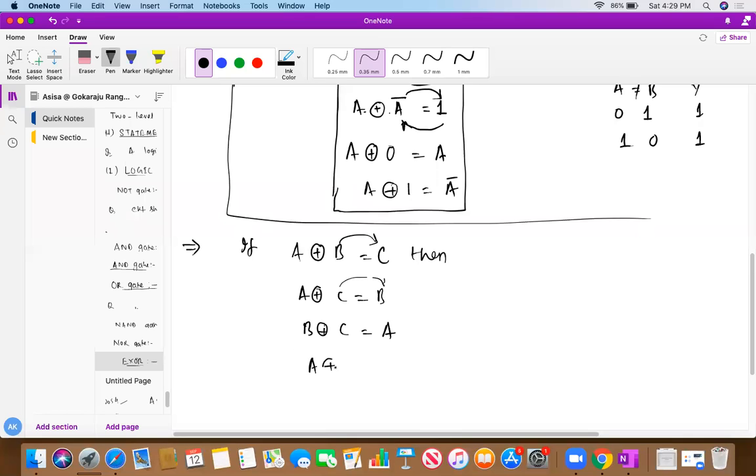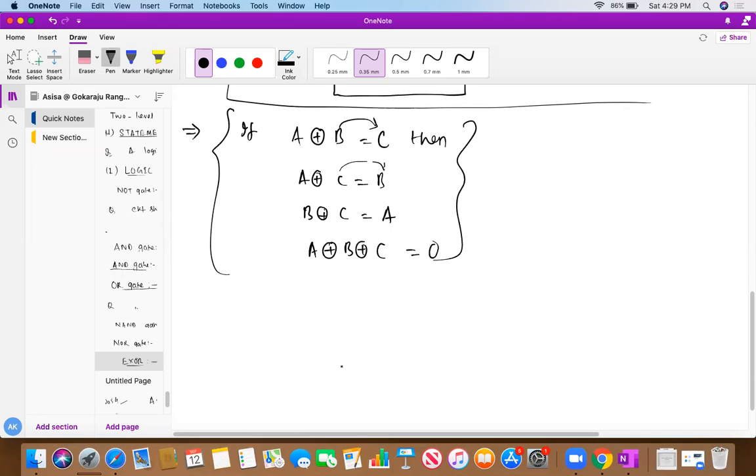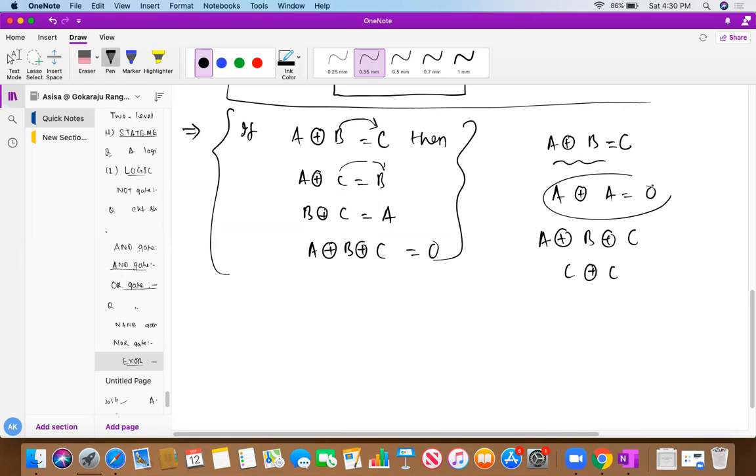Next, what is A XOR B XOR C? A XOR B XOR C will give me 0. This type of question you can get in the GATE exams. Very simple. Why? Because if A XOR B is C, then A XOR B XOR C is C XOR C, since you just put C in place of A XOR B. And C XOR C is obviously 0. That's all I am doing here, nothing else.